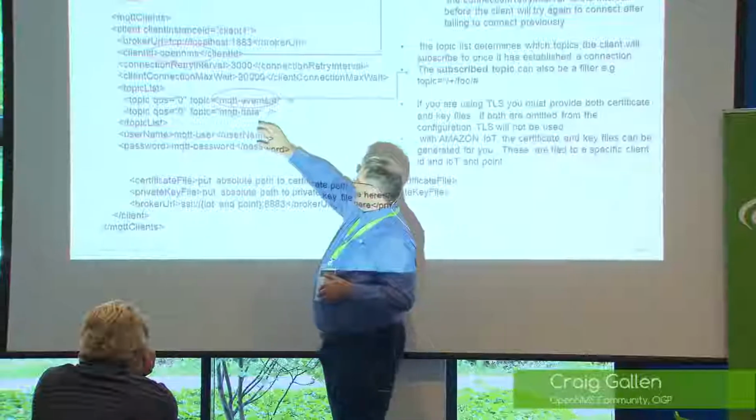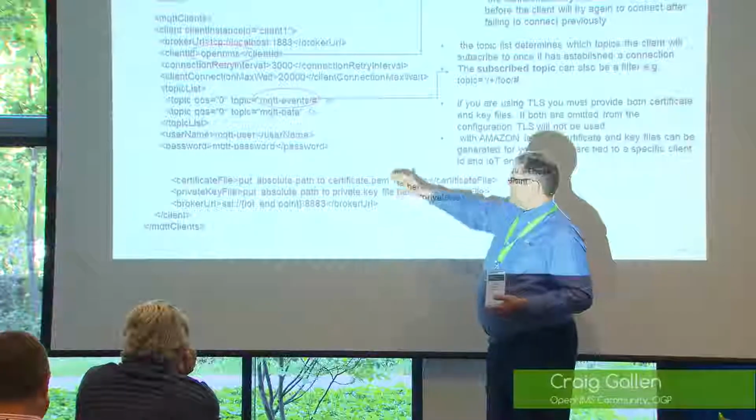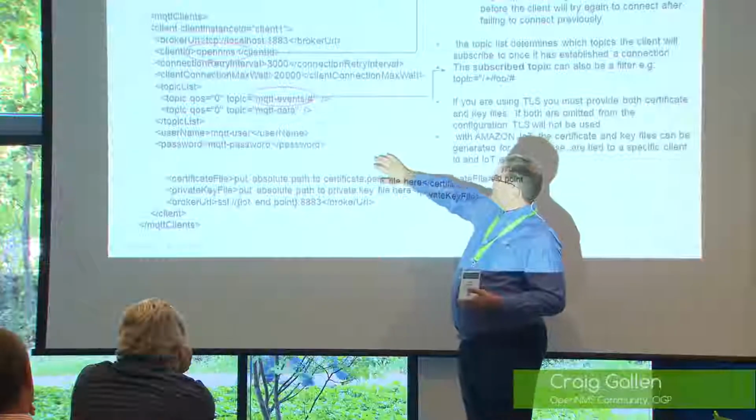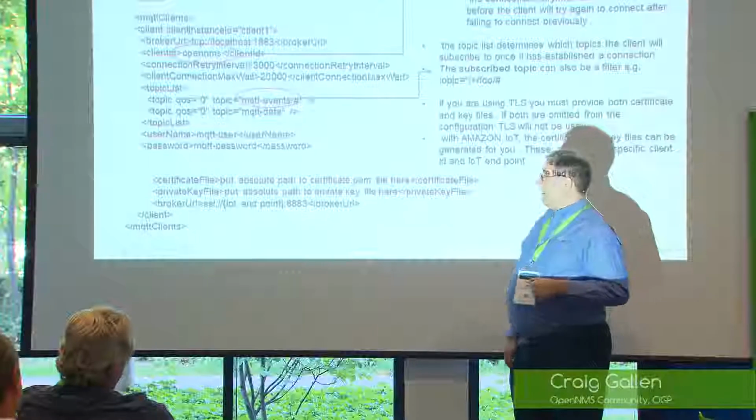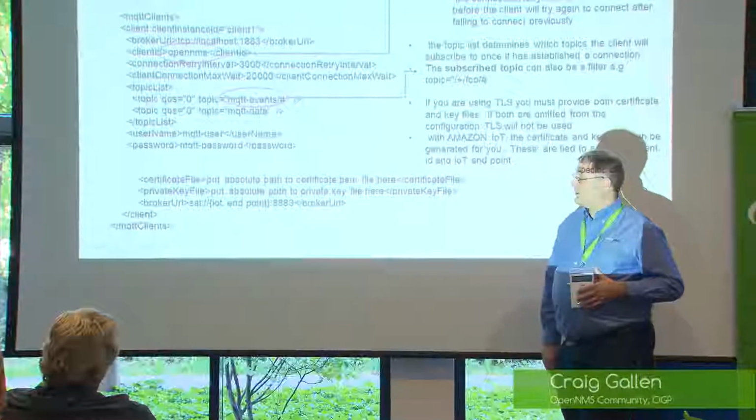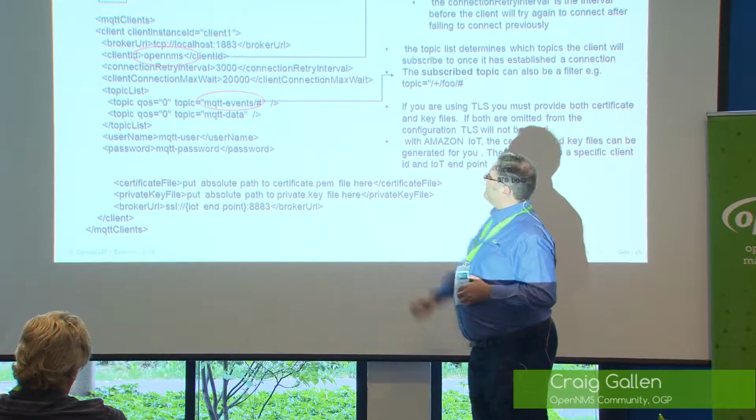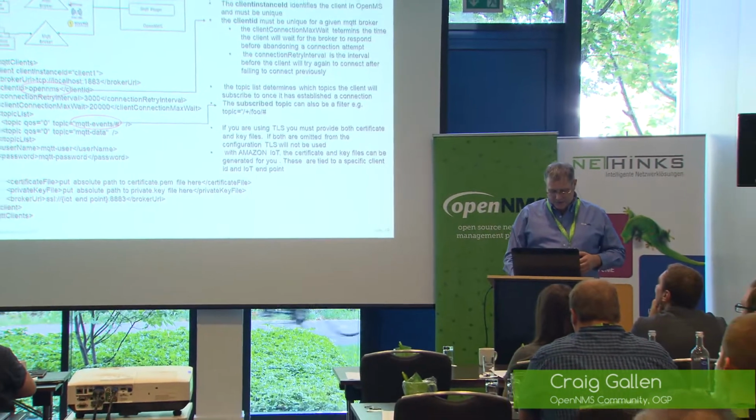Then you have the username and the password, which is just authenticating to the broker. And you could also have certificate and key files, which are used to basically authenticate to the likes of Amazon, which you would have to do in that case. I think I've duplicated the URLs there twice. So anyway, that gives you an idea of how you connect to a broker.